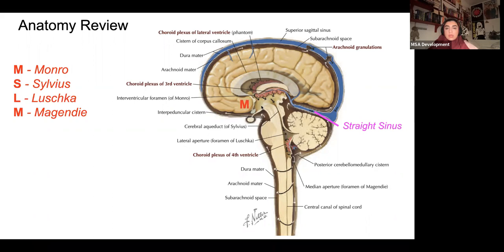Okay, and we can see the M. So we can remember this by the mnemonic Muslim, basically. So MSLM. Okay, so M Monro, S Sylvius over here, L Luschka, M Magendie, and that's it for you guys. So Monro, so lateral, Monro, third, Sylvius, fourth, Luschka, Magendie. LL, Luschka lateral, medial Magendie. Okay.